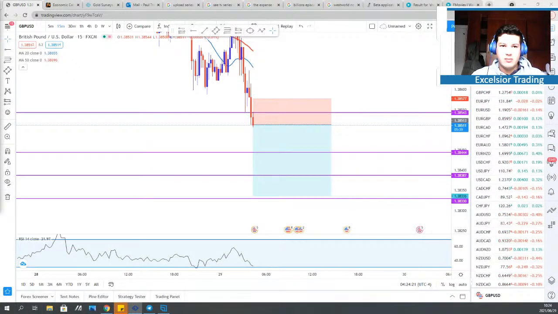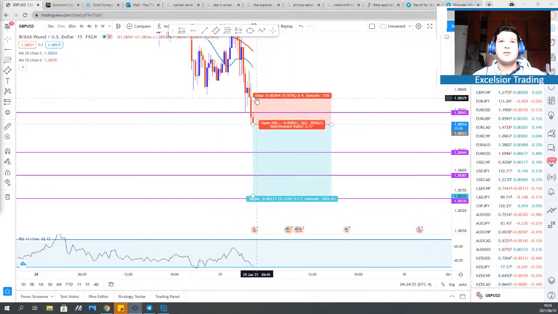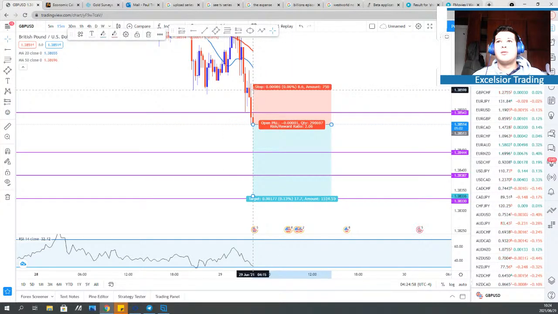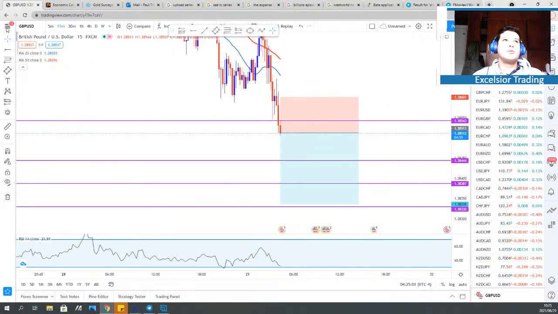Okay, on a 5 minute. And I'm in. Okay, stop loss is at 5. But I will be putting the stop loss a bit higher. Probably put it to 38600. Right, that's my stop loss. So I'll just save that.